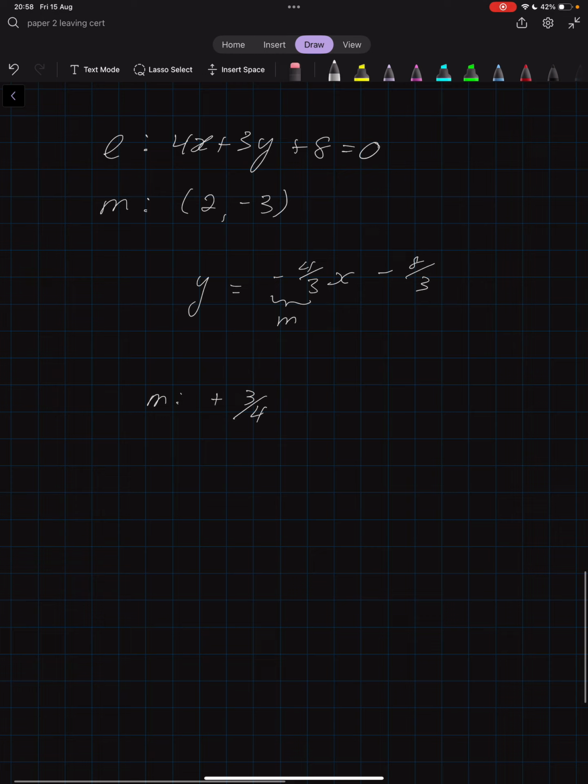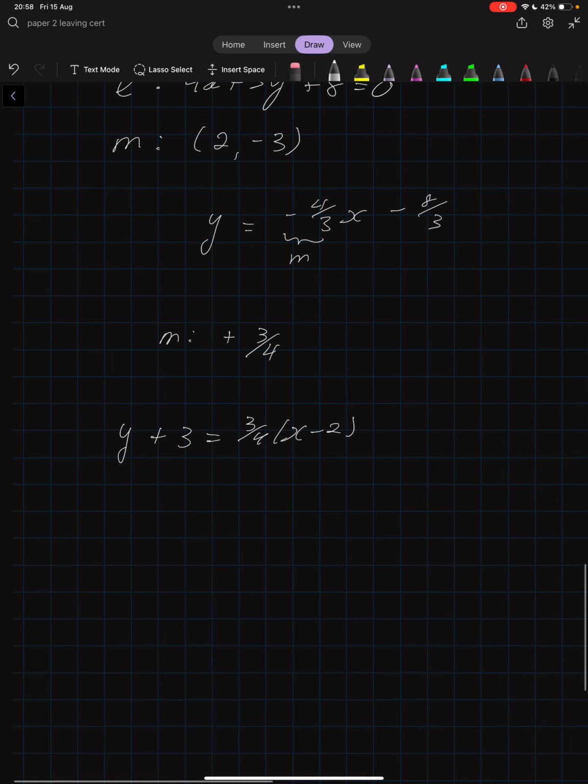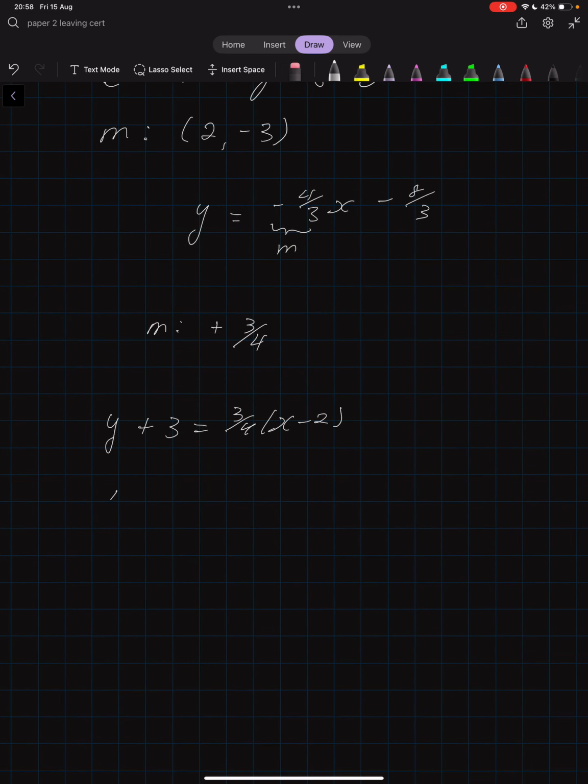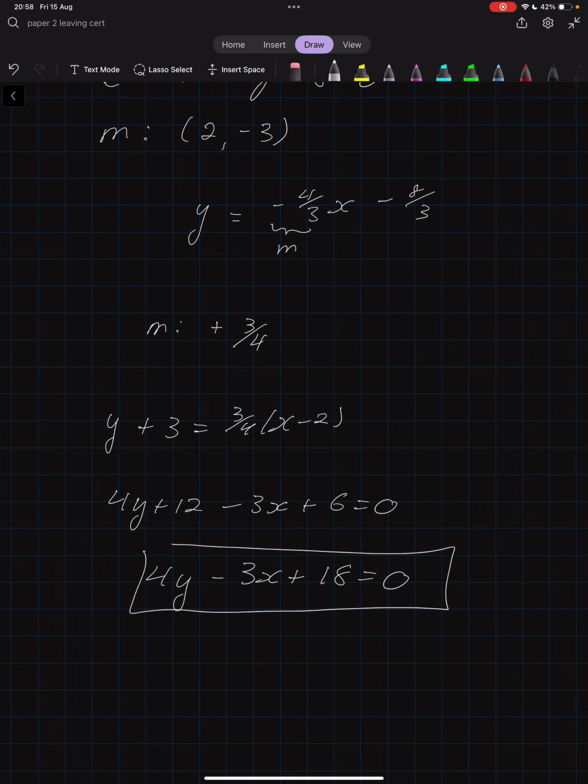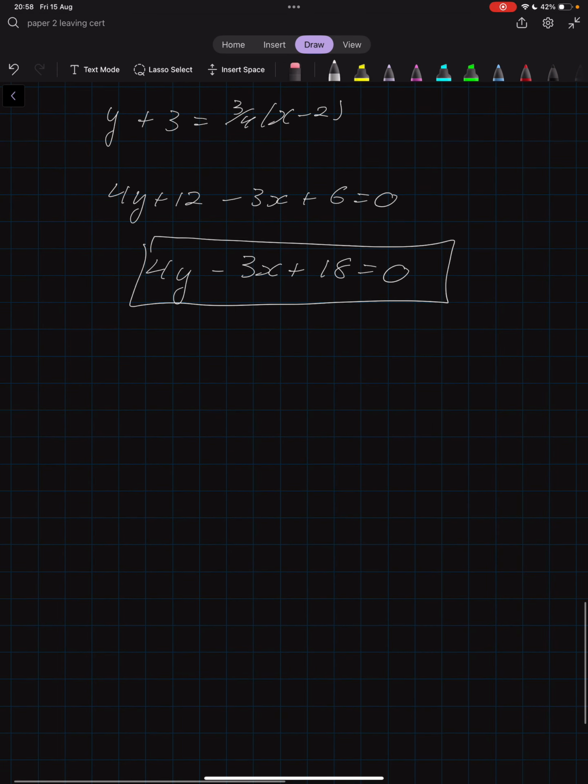Again, it's just y minus y1 equals m times x minus x1. Multiply everything by 4, bring it over, so it's 4y plus 12 minus 3x plus 6 equals 0. So it's going to be 4y minus 3x plus 18 equals 0. And that's that.